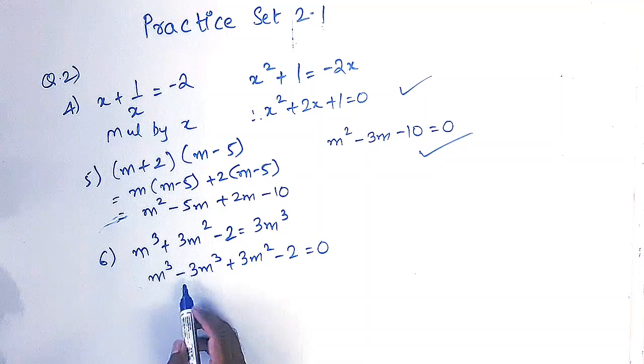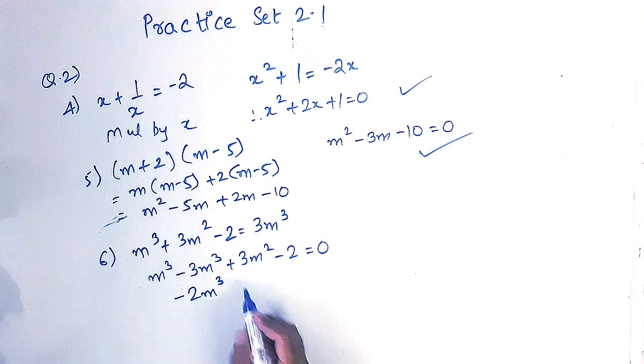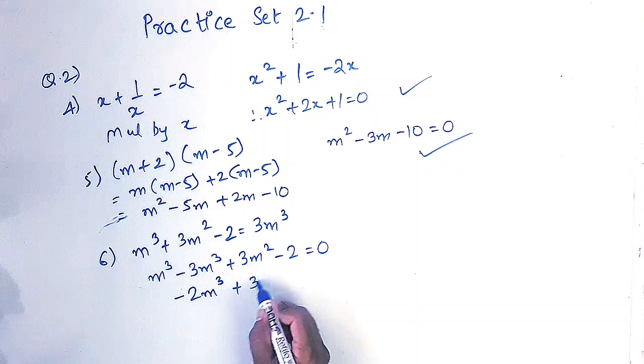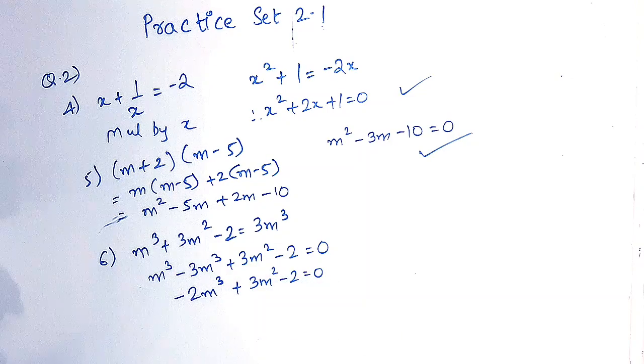Okay, now this becomes minus 2m cube plus this becomes 3m square minus 2 equals to 0. Okay, so here you can see the highest index is what? The highest index is 3. Okay, so it is not a quadratic equation. You have to write this in the statement. Okay, so the given equation is not a quadratic equation.